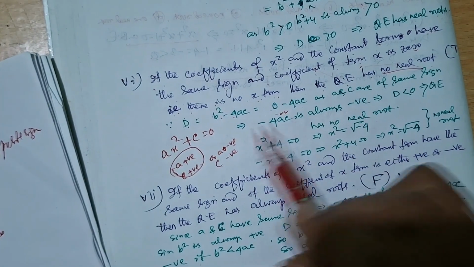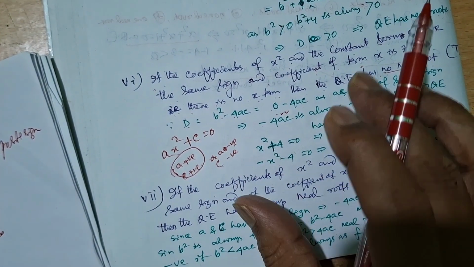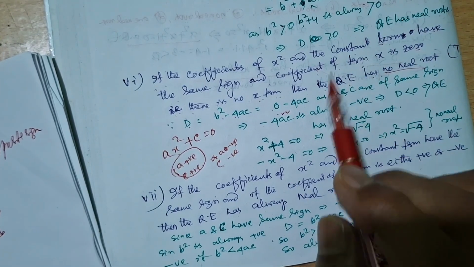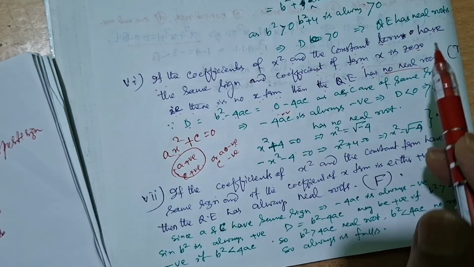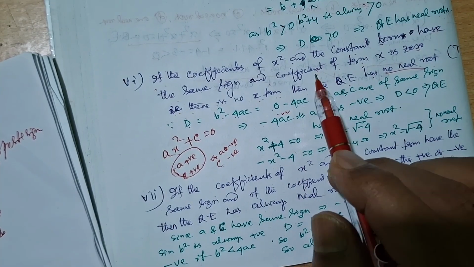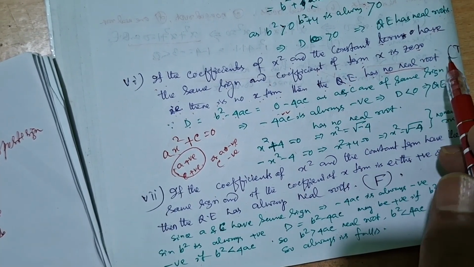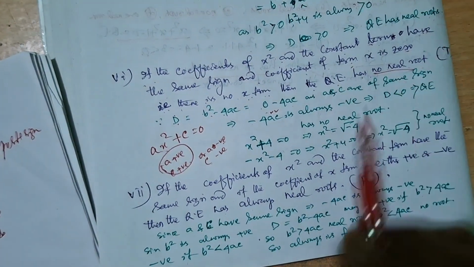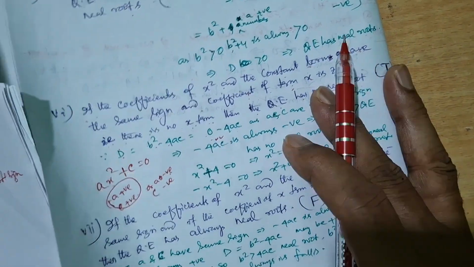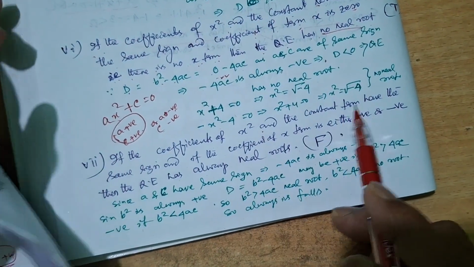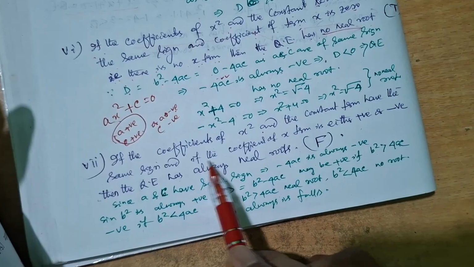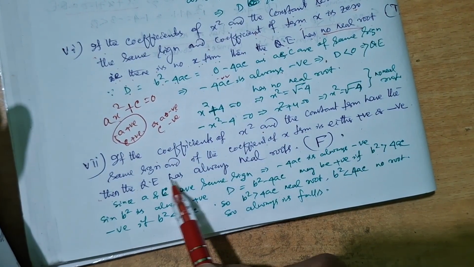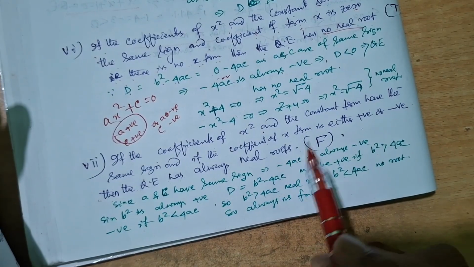How is it derived? Only by thinking about D. Always take the base as D. How will you arrive at D? You should keep in mind that for ax square plus bx plus c equal to 0, D is equal to b square minus 4ac. You have to keep this formula in mind. If the coefficient of x square and the constant term have the same sign, and the coefficient of the x term is either positive or negative, then does the quadratic equation always have real roots? It is another thing.